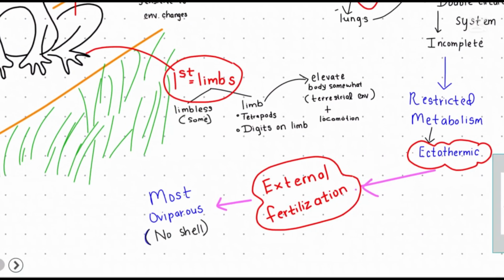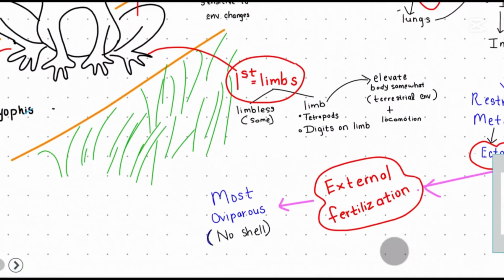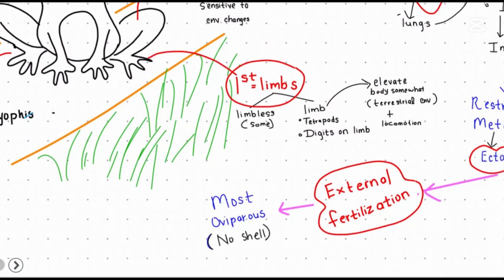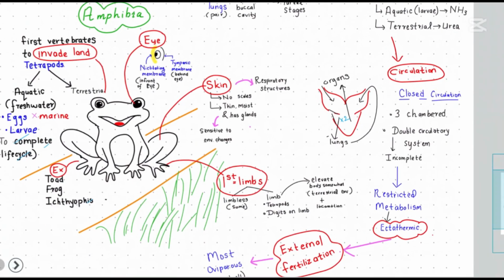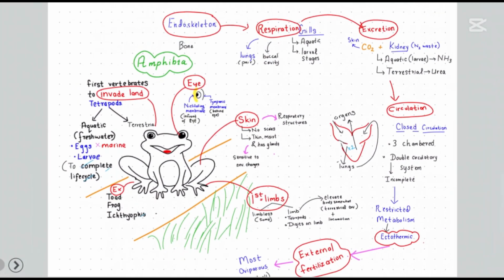After speaking about the metabolism and ectothermic nature, you have to speak about the reproduction. Here they have external fertilization, and most of them are oviparous, which means they lay eggs. But it's very important to note they don't have shells. Reptilia has shells in the eggs, whereas here they don't have shells. Aves, they also have shells. So now this will be the whole idea of amphibia.